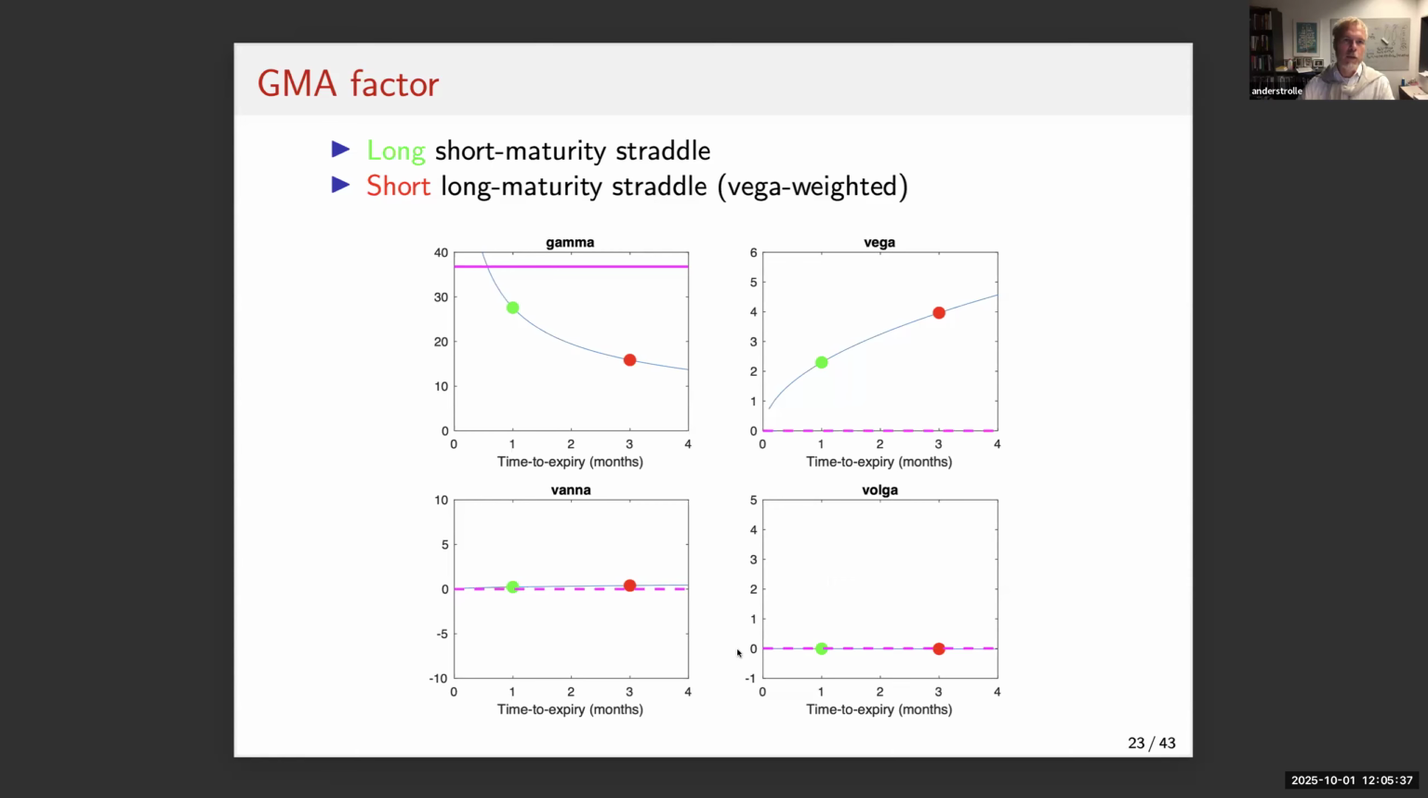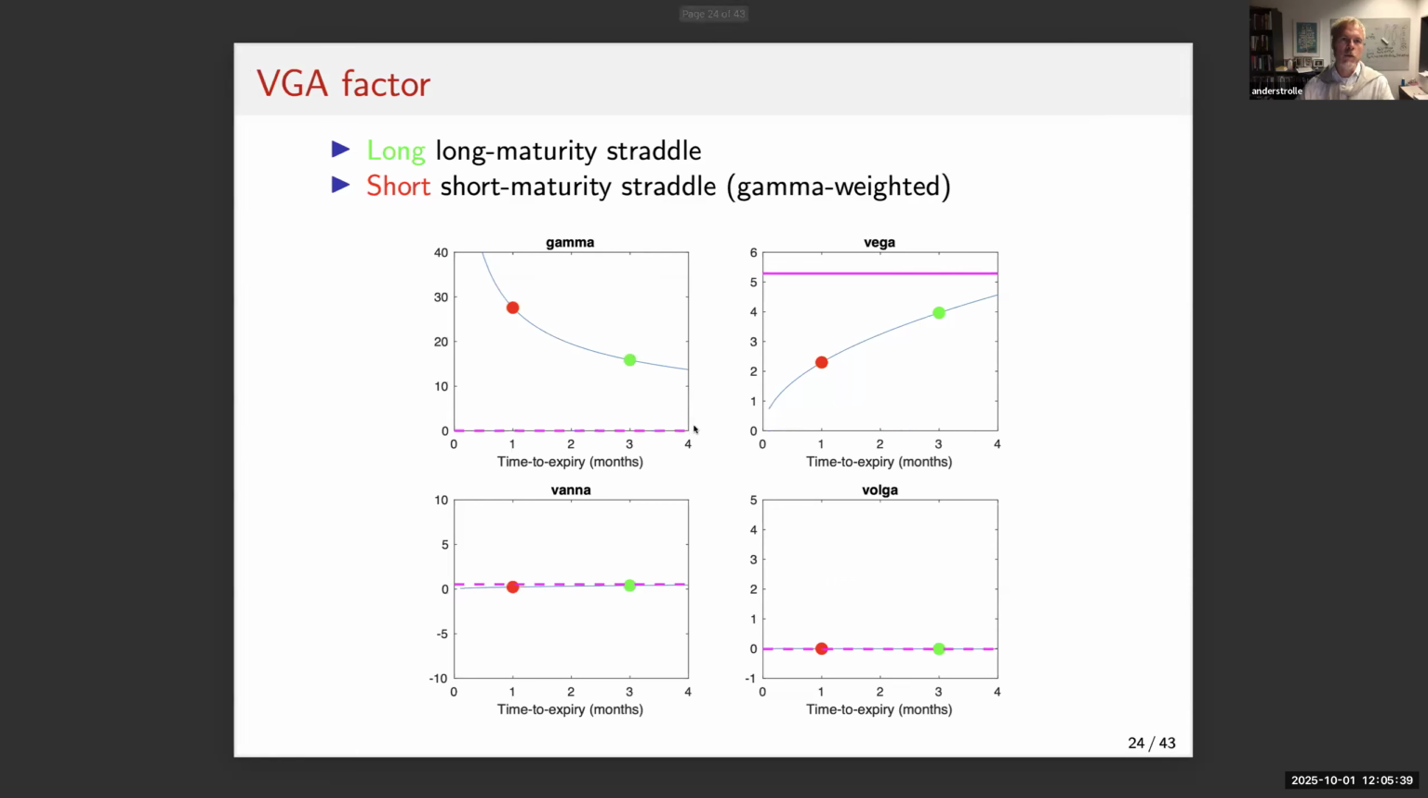Likewise, if we construct a strategy where we go long a long maturity straddle, short a short maturity straddle in a gamma-weighted way, then gamma will be 0 by construction, vega will be positive, and vanna and volga will again be effectively 0. So these factors are constructed by trading at-the-money straddles with different maturities.